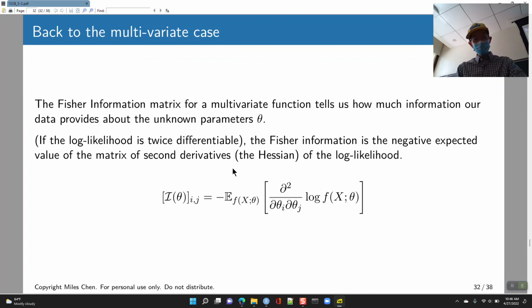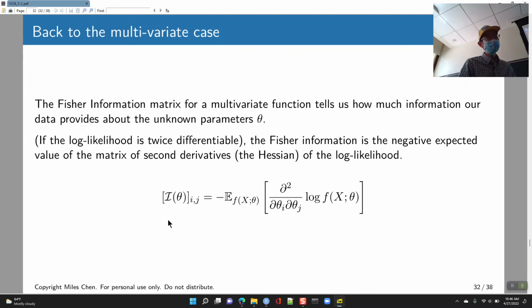Again, if the log likelihood function is twice differentiable, the Fisher information would be the negative expected value of the matrix of second derivatives, that is the Hessian of the log likelihood. So if you take the Hessian matrix of the log likelihood and take the negative of the expected value of this thing, that would be your Fisher information matrix.